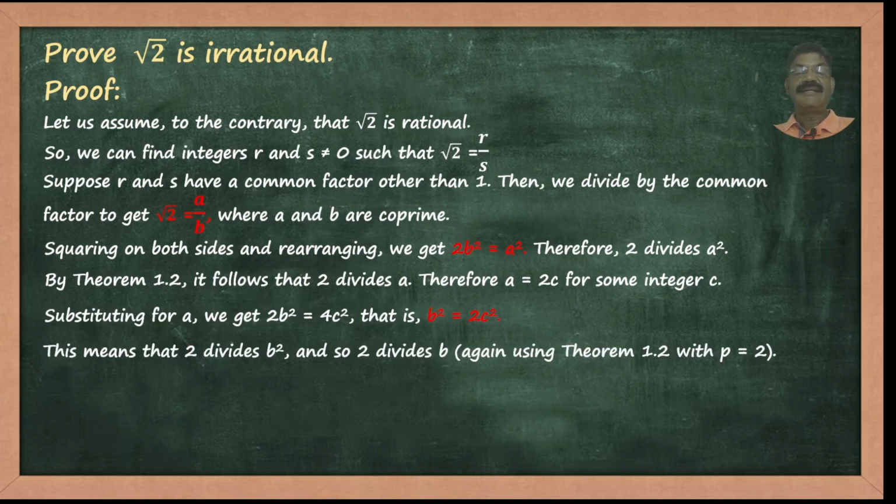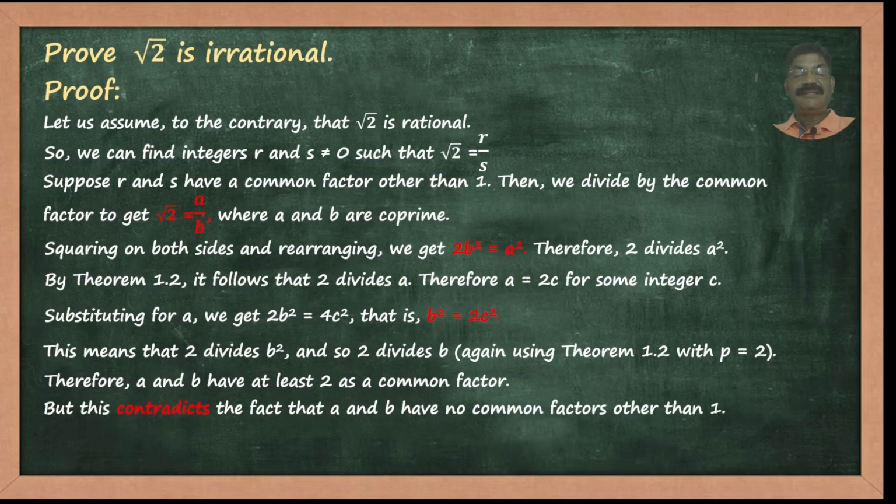This indicates that 2 divides b square. Since 2 is a prime number, 2 also divides b by the same previous theorem. Therefore, b is also an even number and 2 divides b. Hence, a and b have at least 2 as a common factor.